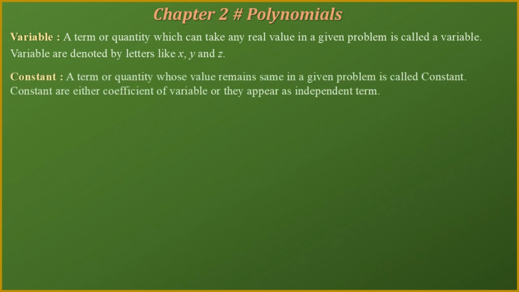Now similarly, the second one is constant. Constant means that particular term whose value is fixed. For example, if I take some numbers, or some other kind of numbers taken in the form of alphabets, but their value remains the same throughout the whole problem, that is called a constant. So constants we normally take in the form of numbers, and they are the independent terms.